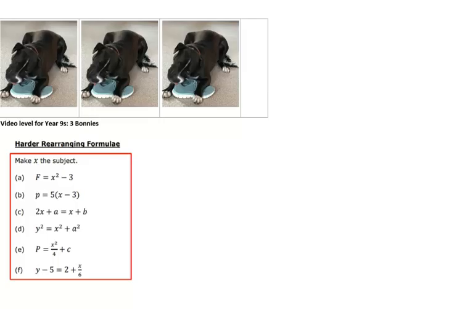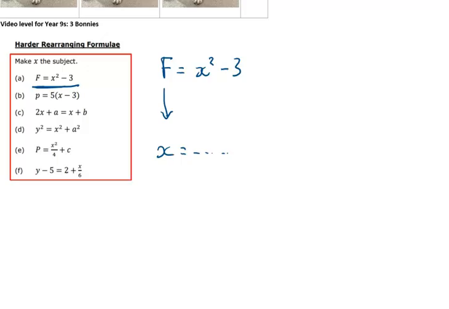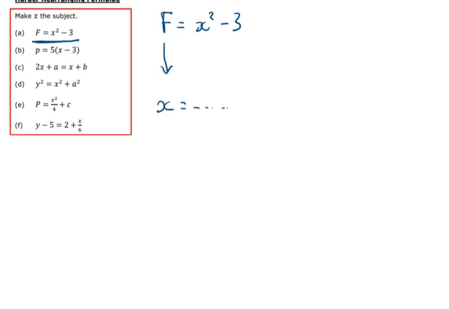Okay, so here we've got a formula, for example this one, and it starts off with f equals x squared minus 3. So my goal is to end up with x is equal to blah, blah, blah. So I'm going to undo things on both sides of the equation so that we can get back to x being the subject. So you'll get the idea as I go, hopefully.